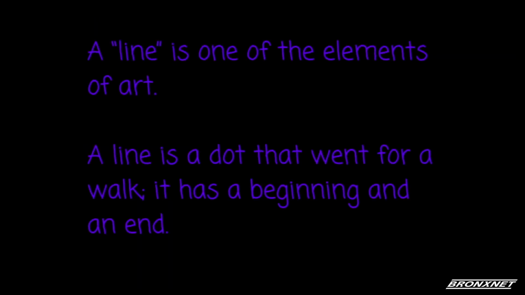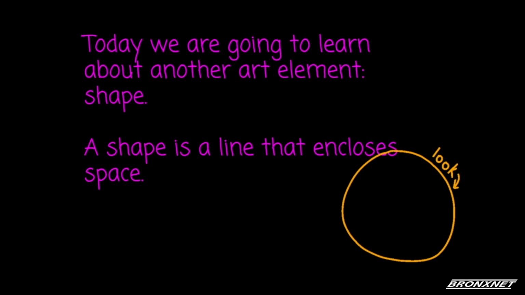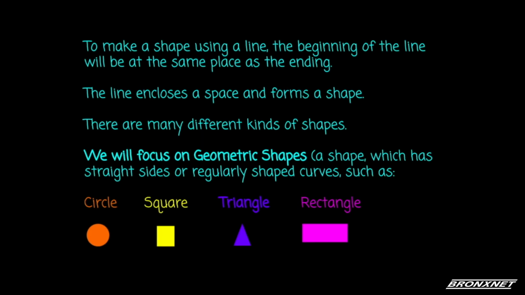A line is one of the elements of art. A line is a dot that went for a walk. It has a beginning and an end. Today, we are going to learn about another art element, shape. A shape is a line that encloses space. To make a shape using a line, the beginning of the line will be at the same place as the ending. The line encloses a space and forms a shape.